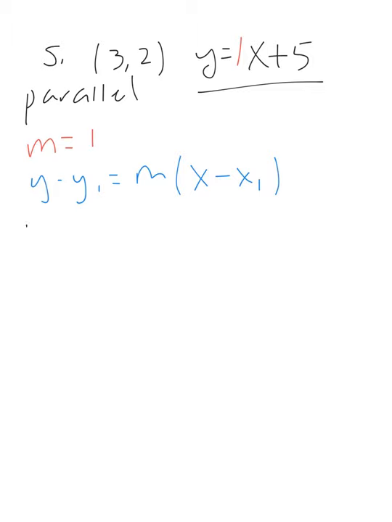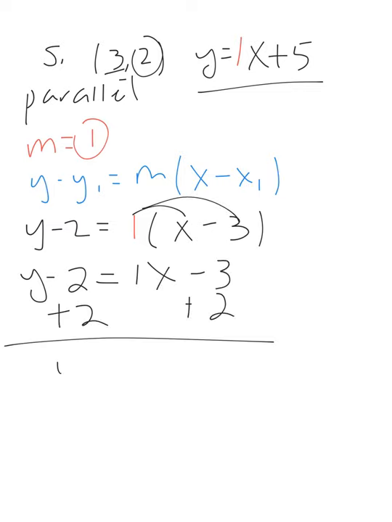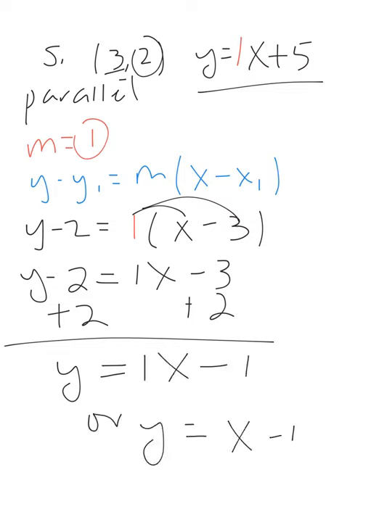So we have y minus 2 right here equals 1. That's your new slope. X minus 3, and that's where the 3 is coming from. Y minus 2, distribute, add 2 to both sides. Or you could just write it as x minus 1. That does say or. Okay. Both of these are correct.